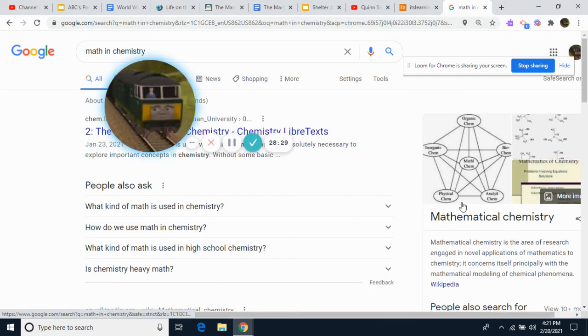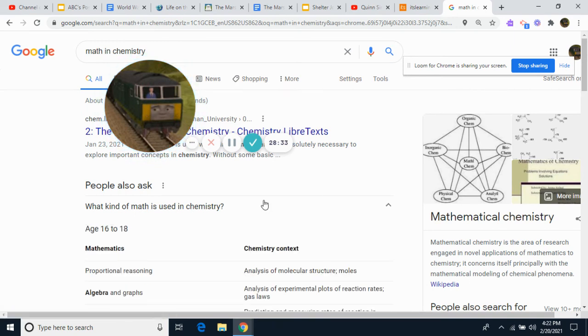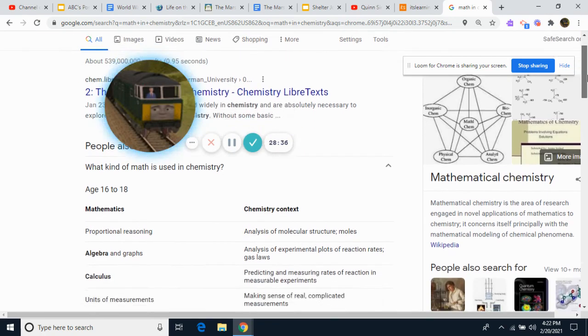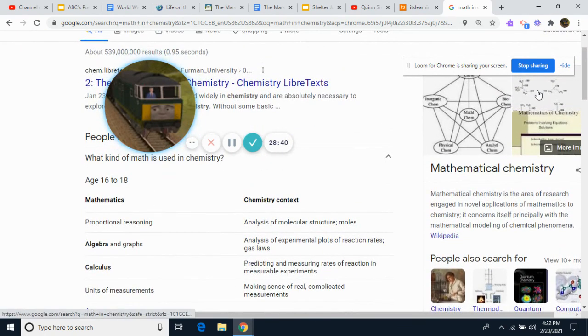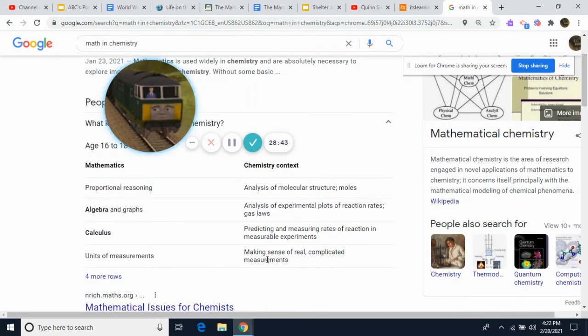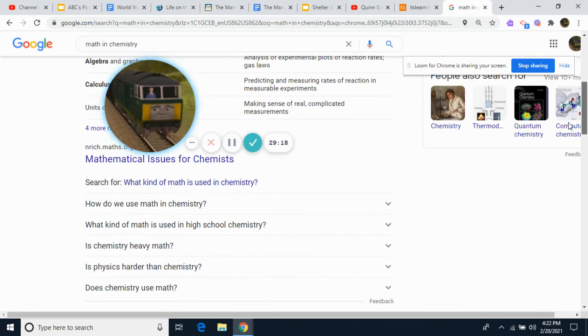Okay, so math and chemistry, you should remember, guys. What kind of math is used in chemistry? Ages 16 to 18. Okay, so mathematics: proportional reasoning, algebra and graphs, calculus, units of measurement, based on the chemistry context of analysis of molecular structure and moles, analysis of experimental plots of reaction rates and gas laws, predicting and measuring rates of reaction in measurable experiments, making sense of real, complicated measurements. So this could be it about the mathematics and chemistry.